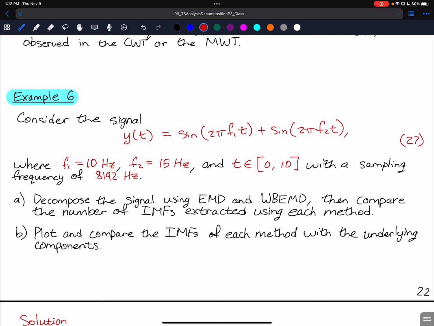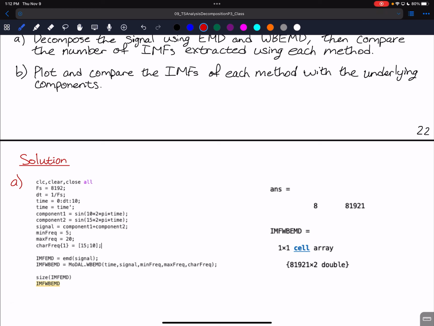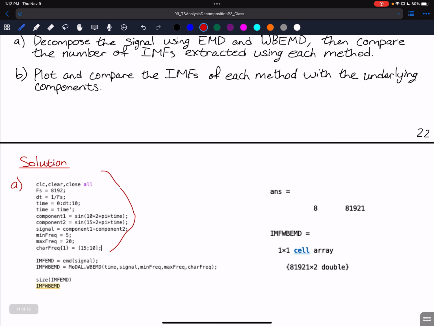We want to decompose this signal using EMD and the wavelet bounded EMD, and then compare the number of IMFs extracted using each method. We'll then plot and compare the IMFs with the underlying components, which is what we've got on the next page shown here. So for the first part, here's the code. In the first section, we are creating the signal, defining the minimum and maximum frequencies, and then defining this characteristic frequency vector. Beneath that, we're applying EMD to the signal, and then applying the wavelet bounded EMD to the signal, and just comparing the size of these. And that is the output here.